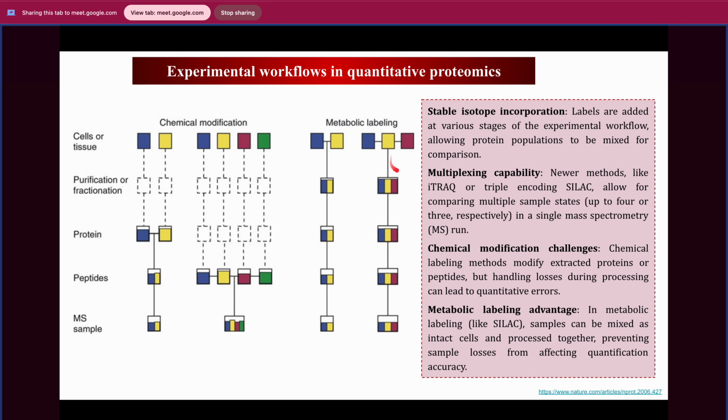Whereas in metabolic labeling, all these samples are taken together from the beginning. So there are fewer chances of errors. This is what this slide mentions, that metabolic labeling has fewer chances of error and is more reliable. Whereas in chemical modification, the results are not that reliable and are also quite complex as compared to metabolic labeling. So that's why metabolic labeling is mostly favored.